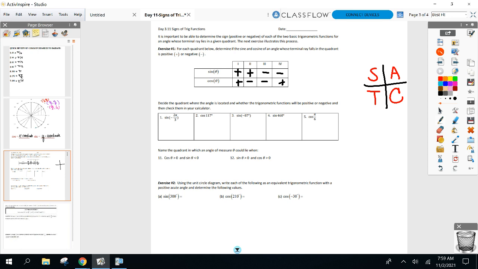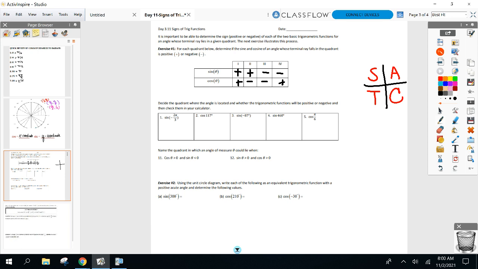In the first quadrant, why did I have you put an A? All are positive in the first quadrant. Second quadrant, what's the only thing that's positive? What stands for S? Did somebody just say sine? What's positive in the second quadrant? Sine. Now, we haven't gone down this road, but we will next week.